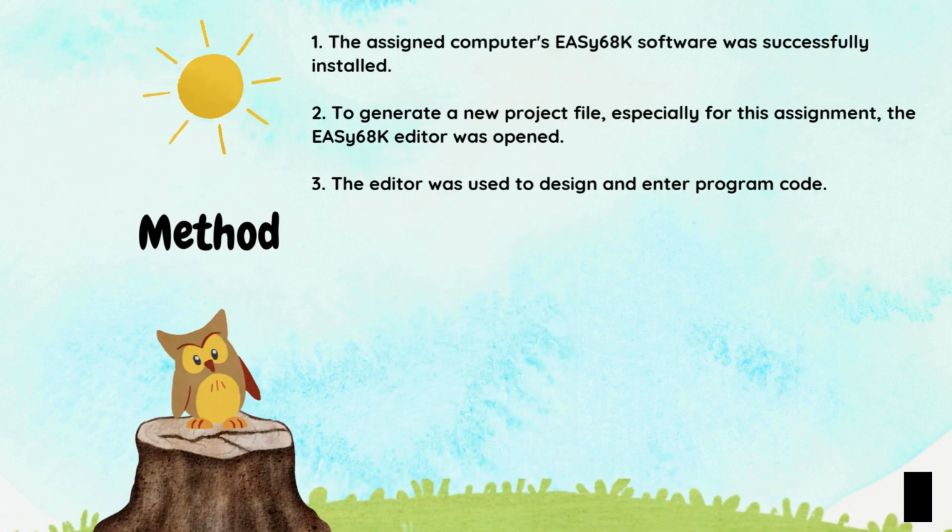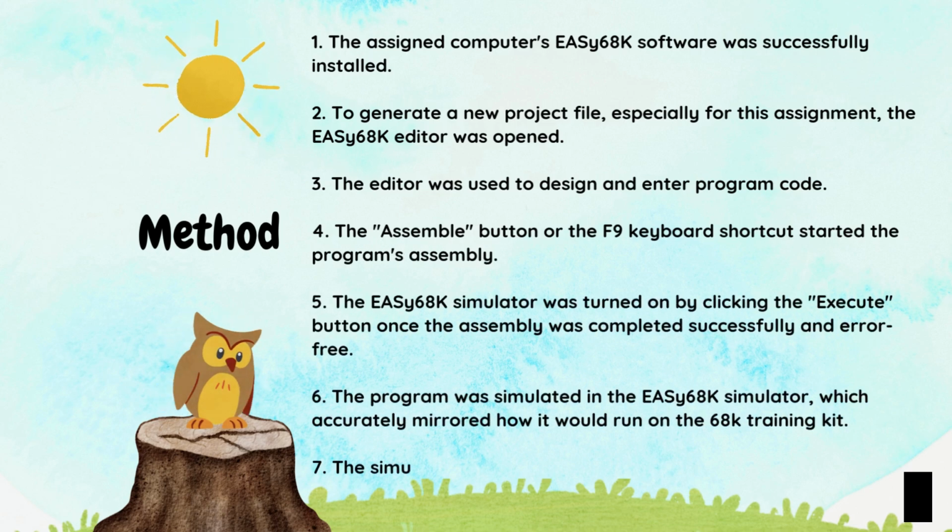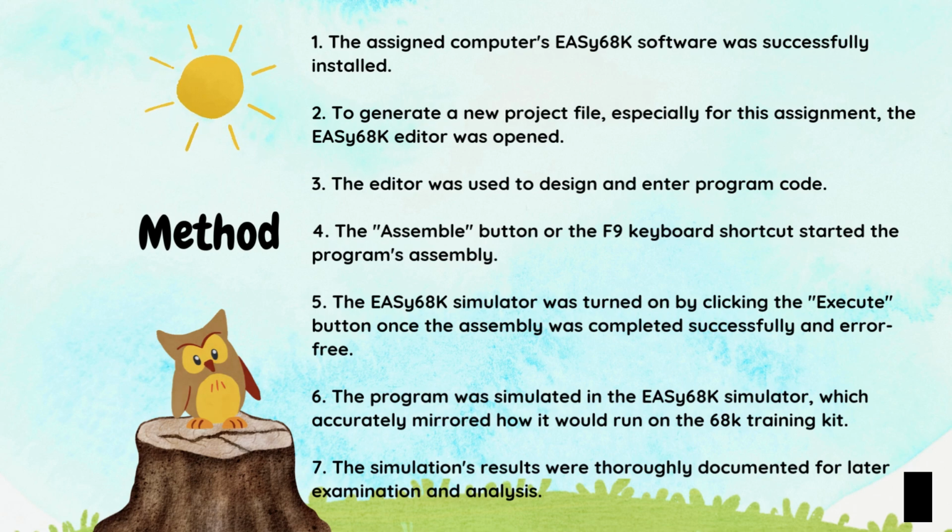Now I will explain more about the method for this project. There are 7 methods. Number 1, the assigned computer's EASy68K software was successfully installed. Number 2, generate a new project file, especially for this assignment. Number 3, the editor was used to design and enter program code. Number 4, the assemble button or the F9 keyboard shortcut was used to start the program's assembly. Number 5, the simulator was turned on by clicking the execute button once the assembly was completed successfully and error-free. Number 6, the program was simulated in the simulator, which accurately mirrors how it would run on the 68K training kit. And the last, the simulation results were thoroughly documented for later examination and analysis.